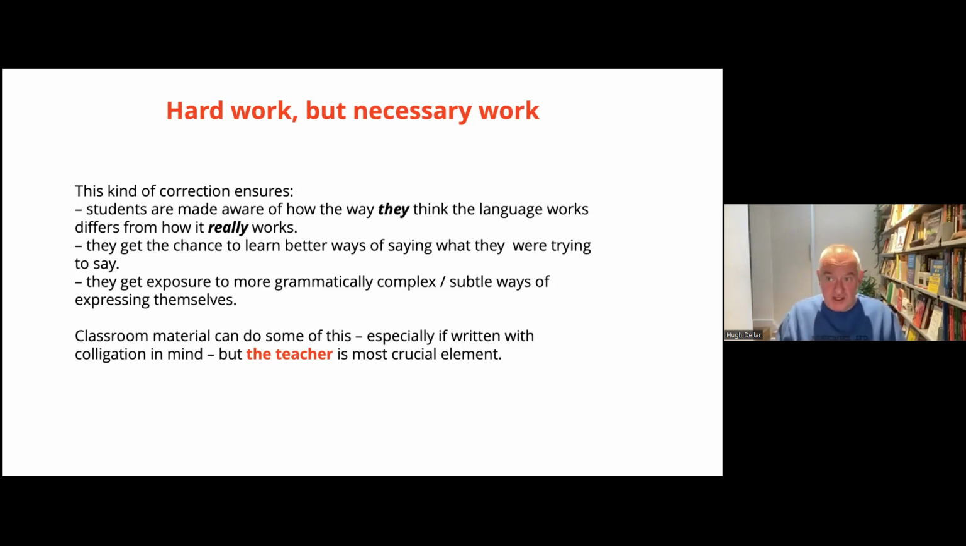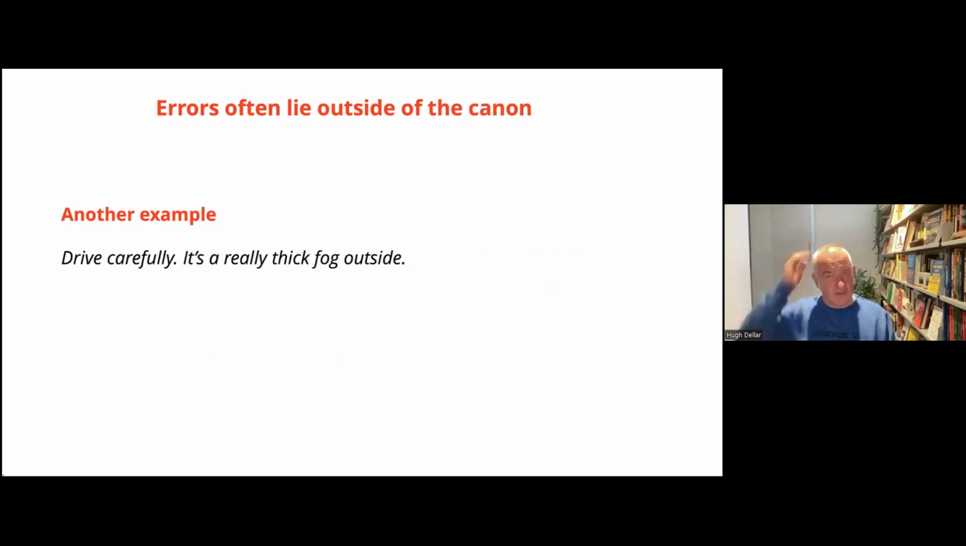Obviously, as a coursebook writer, with things like the Outcome series, we try to do this. We try to think about showing students how words interact with other words and how words interact with grammar. So the classroom material can do some of this, but crucially, I think, the teacher can do more of this. Whatever book you're using, whatever level you're teaching, the classroom teacher is the most crucial element in helping students to see how the language works.